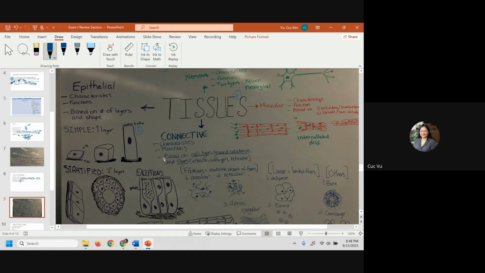Perfect. Then how do we classify them? We classify them by the number of layers and its shape. Now, I did notice a few of you on the lab quiz only gave me one term when you were identifying it, which is not correct. It has to have both terms. You have to provide the number of layers. If it's one layer, it's always simple. If it has more than one, it's stratified. Then you also have to provide the shape. Is it flat and thin, squamous? Is it cube-like, cuboidal, or is it tall and thin like a column, so columnar?